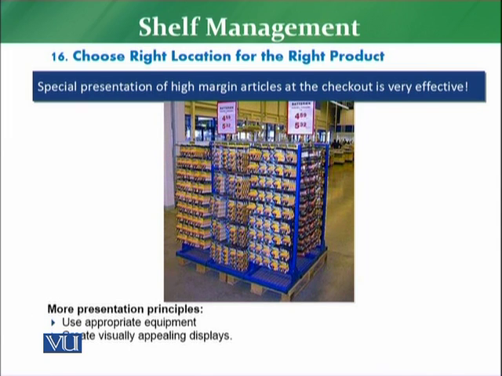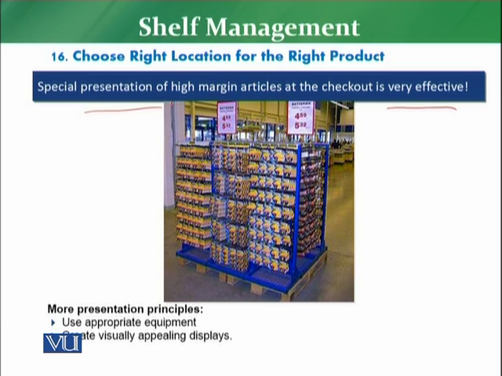The last principle of presentation is about choosing the right location for the right product. So the special presentation of high margin articles at the checkout is very attractive. As I just discussed, normally imported articles are high margin articles, or there are some articles which bring more margins to the retailers, because some articles in the store would be the traffic generators, but some articles in the store would be margin generators.